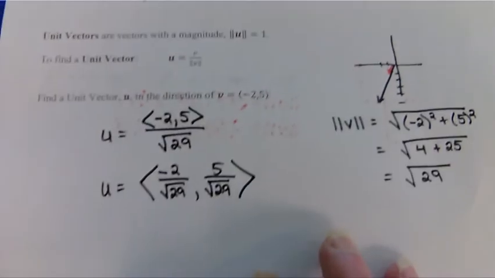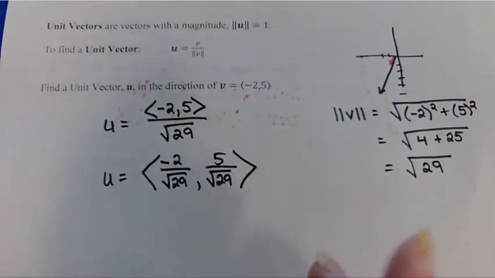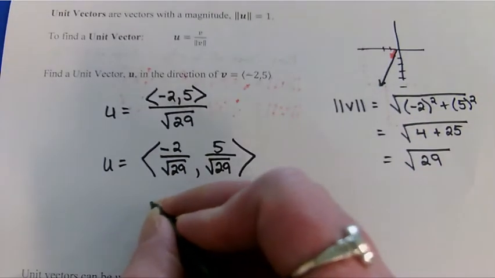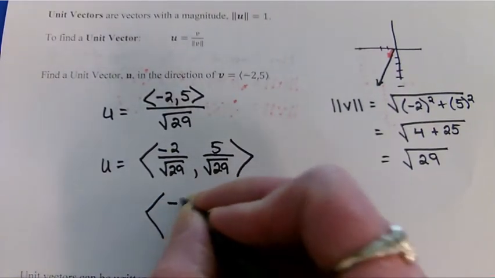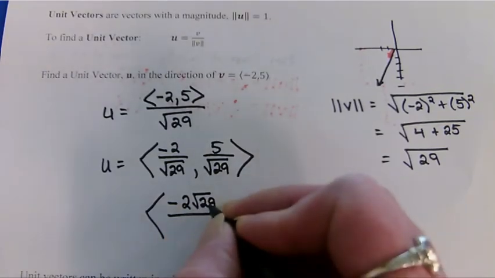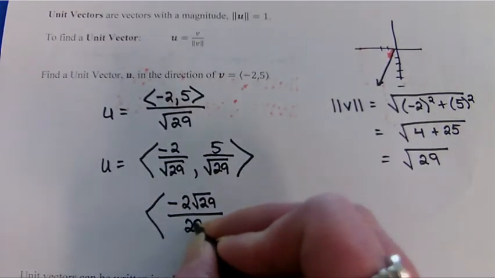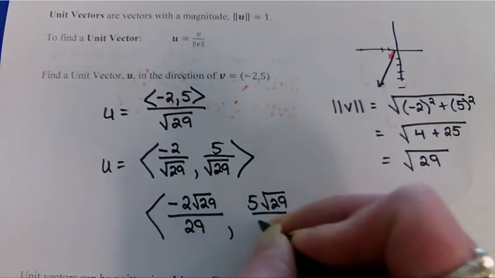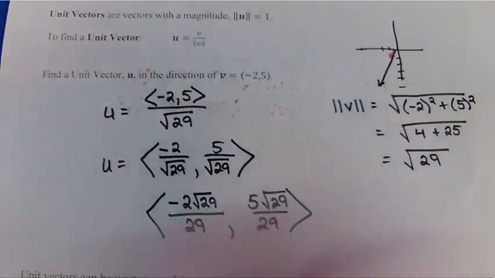Now this is perfectly correct, but I'm not sure if the software lets you leave it like that. If it doesn't, then all you would have to do is change that to a square root of 29 on the top and 29 on the bottom.